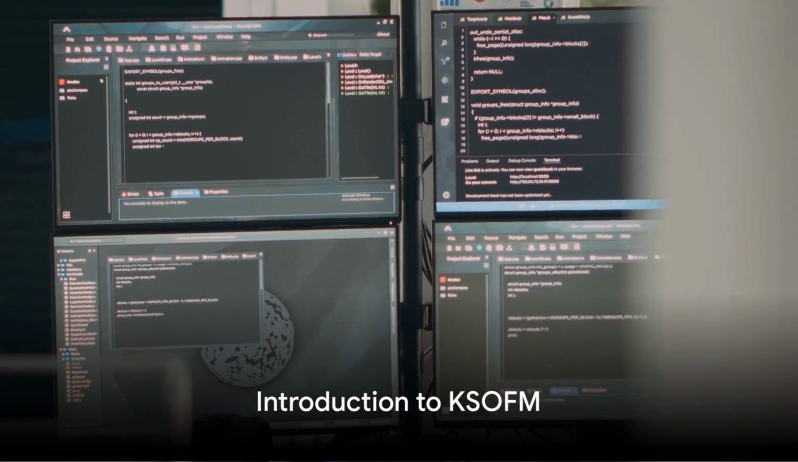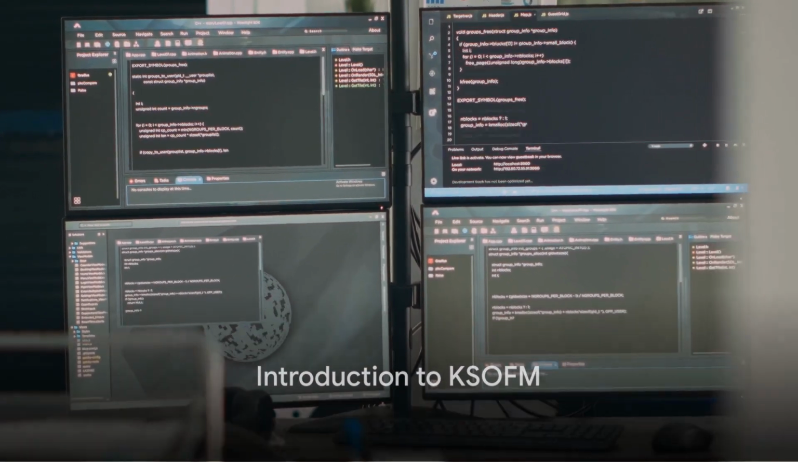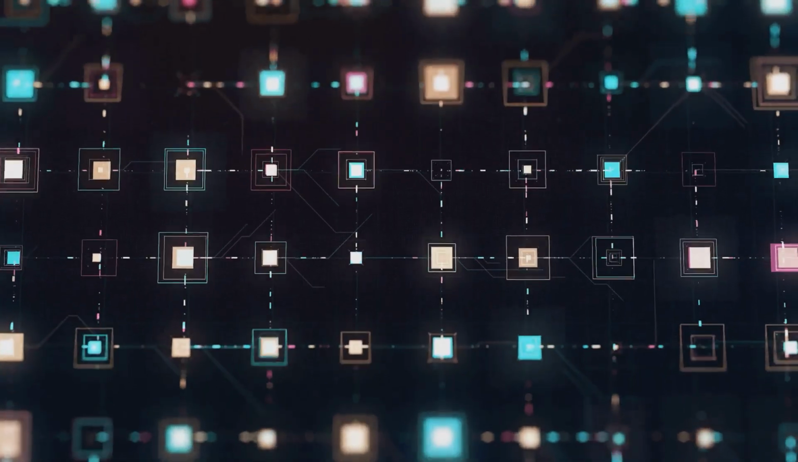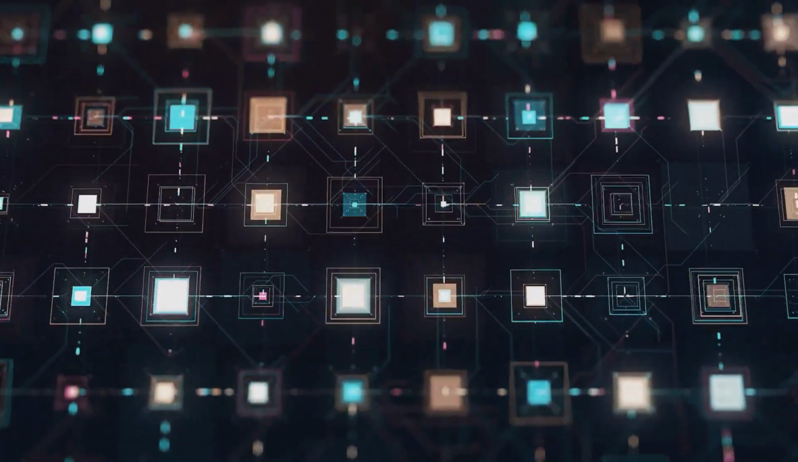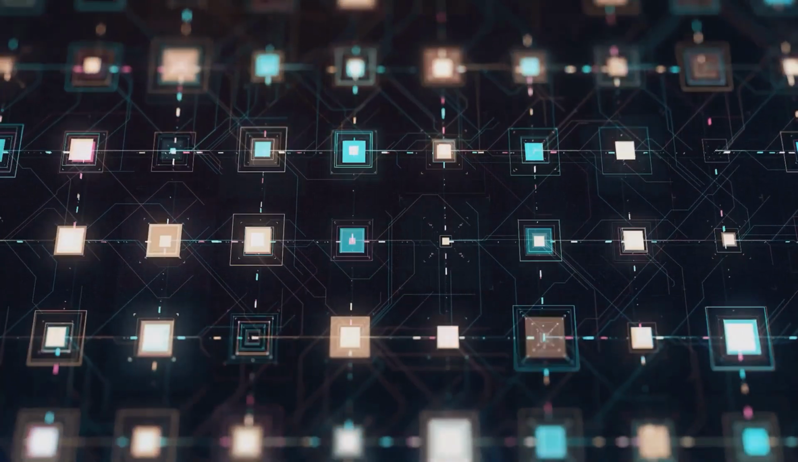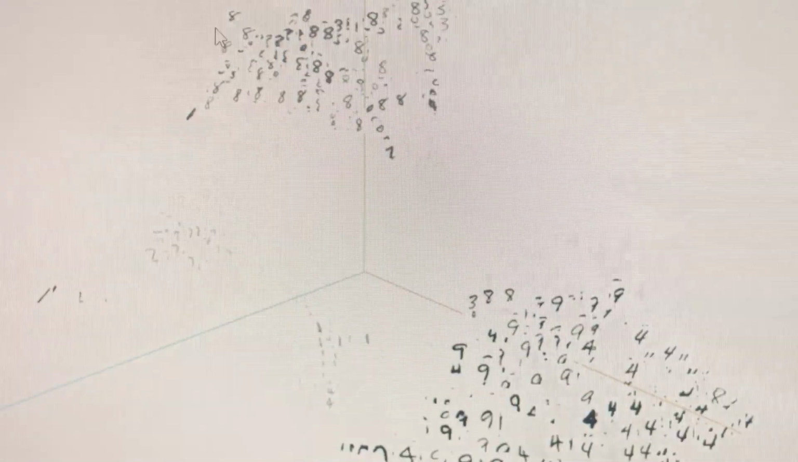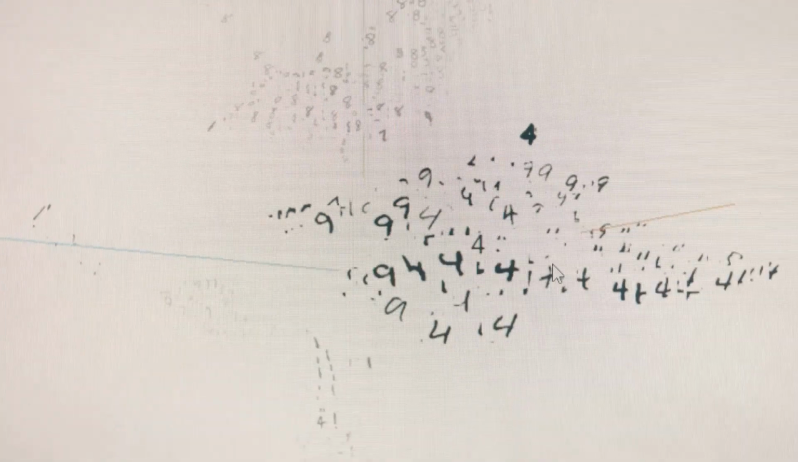Ever pondered how the world of data science manages to find patterns and correlations in enormous sets of unstructured data? One of the key players behind the scenes is the Kohonen Self-Organizing Feature Map, or KSOFM. The KSOFM is a type of artificial neural network that is trained using unsupervised learning to produce a low-dimensional, discretized representation of the input space of the training samples, called a map.